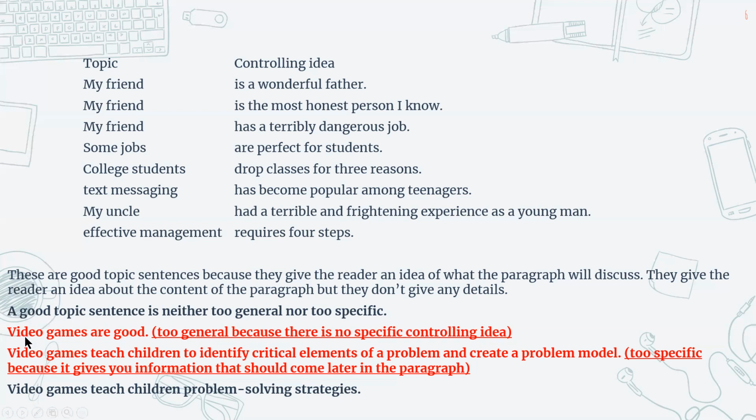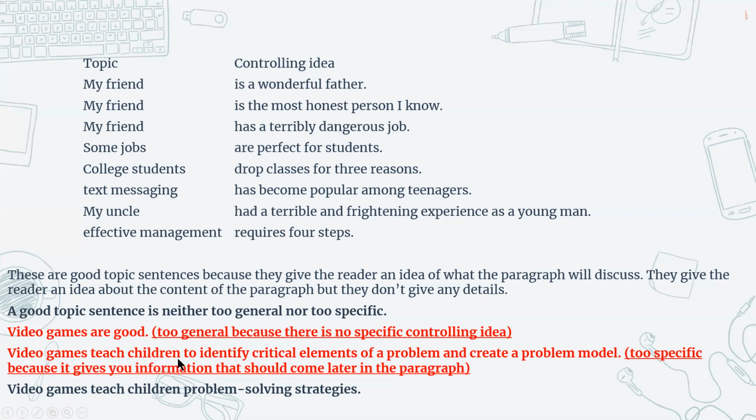For example, let's look at this topic sentence. Video games are good. Okay, there's a topic. It's about video games. But where is your controlling idea? "Are good"? This is too general. Can you guess what the other sentences in the paragraph will be about? No. Actually, you don't have any controlling idea. So this is too general. You can't do that.